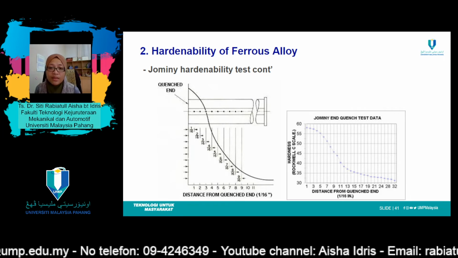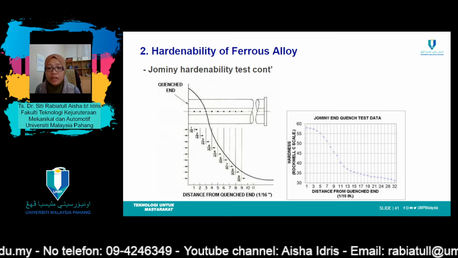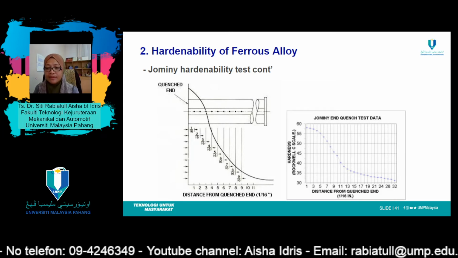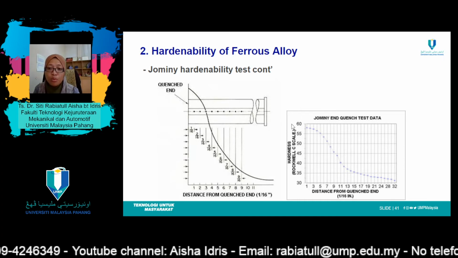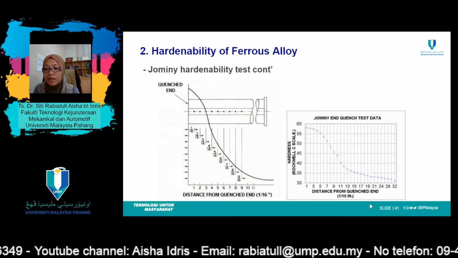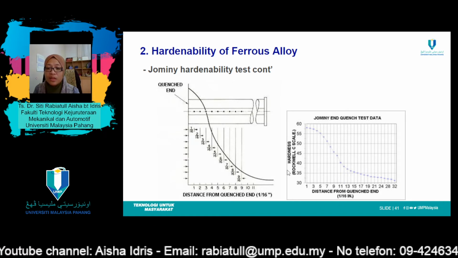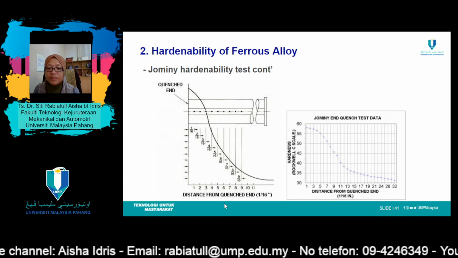These are the data that you can get through the Jominy hardenability test. This is the hardness value through Rockwell's scale, and this one is the distance of the specimen. Okay, distance.